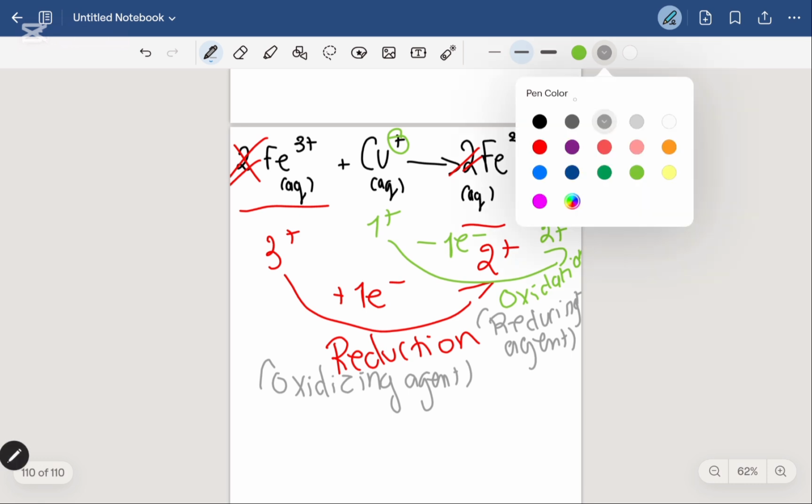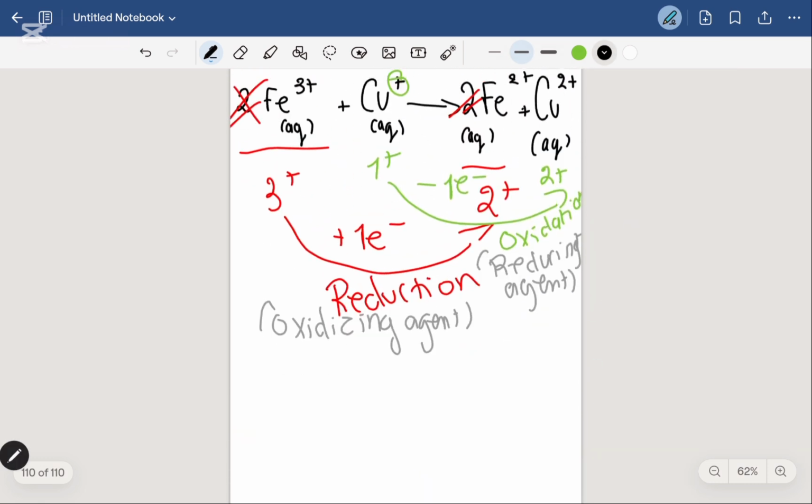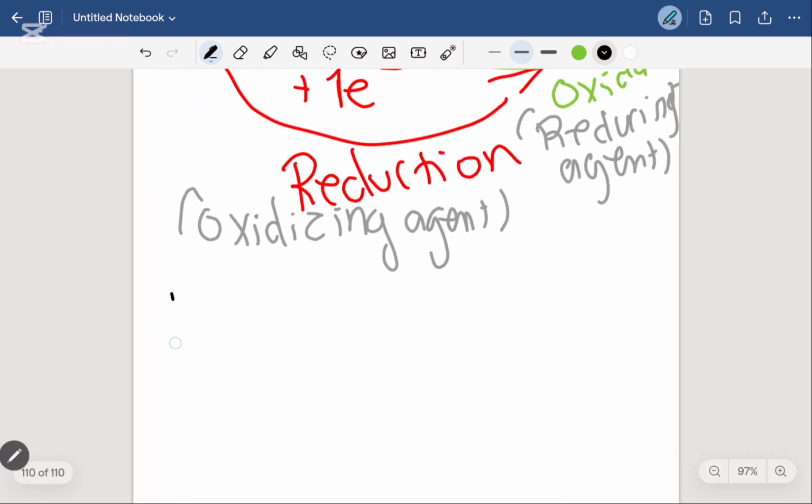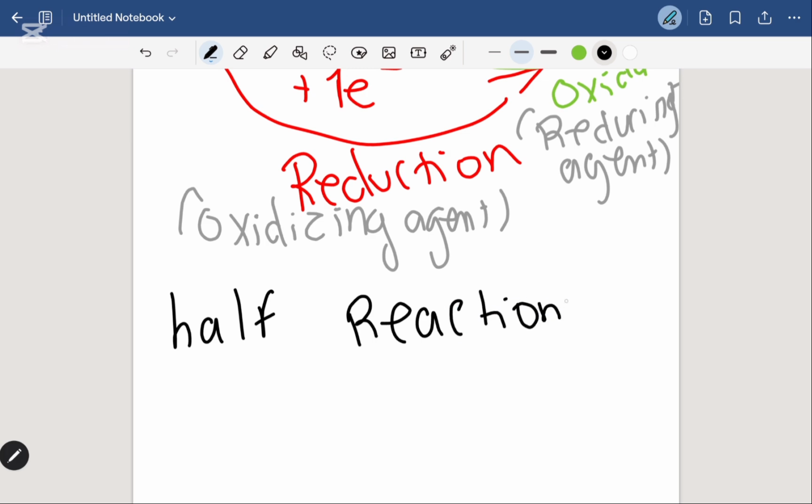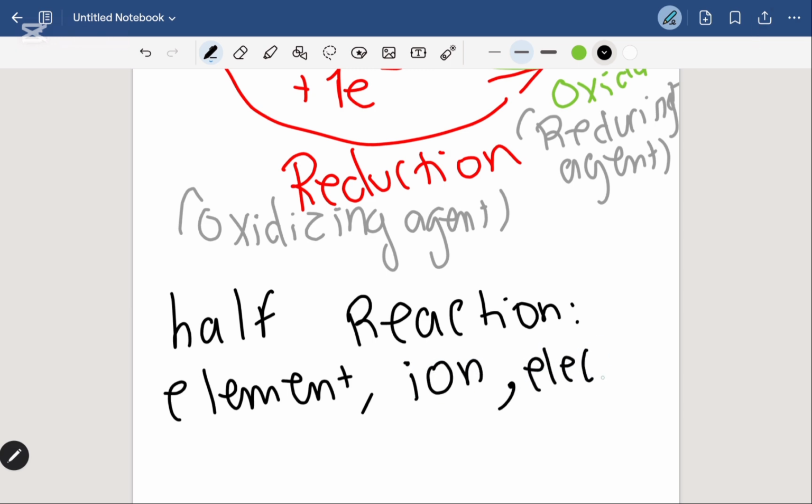But there's one more thing. If you notice, sometimes they give us the paper in the chemistry exams, the periodic table, and you flip it on the back, you have half reactions. What are half reactions? Since when did we ever hear this? Very simply, a half reaction should consist of three things. It should consist of an element, its ion, okay, and the electrons.